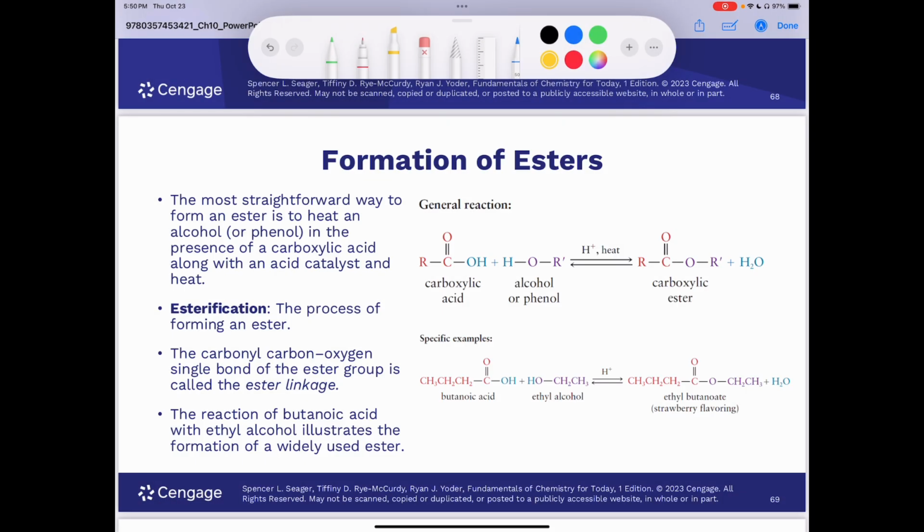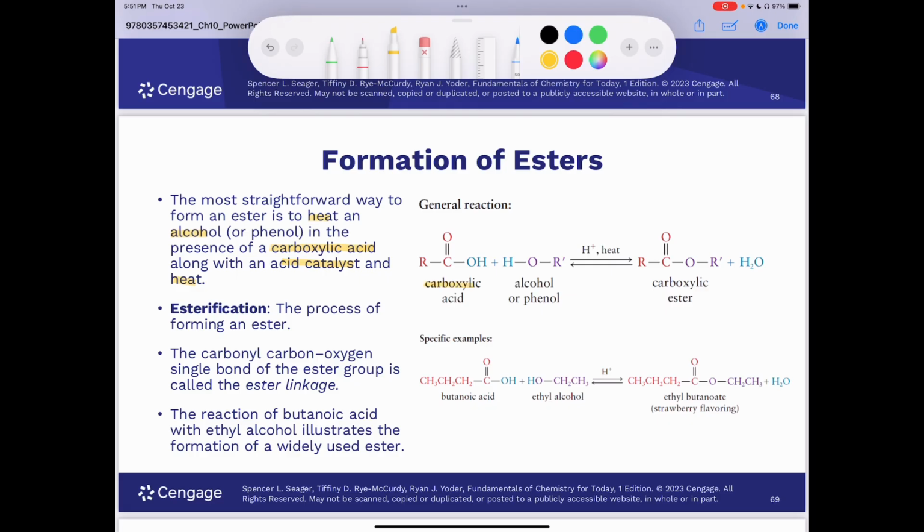So let's start by figuring out how we make an ester. And it says here the most straightforward way to form an ester is to heat an alcohol. So we heat an alcohol in the presence of a carboxylic acid with an acid catalyst and heat. Well, it's kind of redundant because it said heat here, but anyhow.